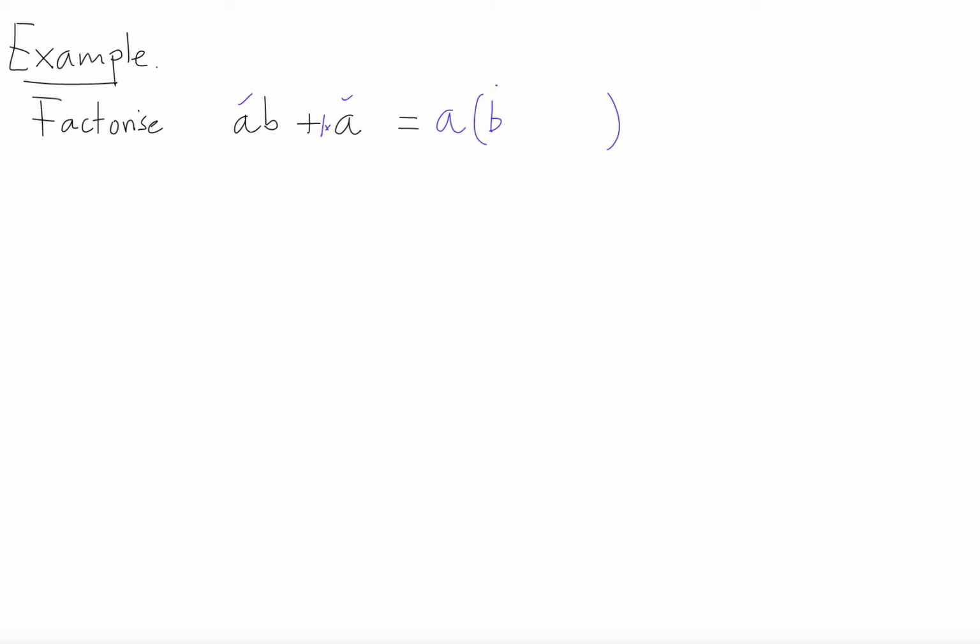Then the second term, what do we need to multiply the A by to get back just A? Well, 1, because A times 1 is 1A, or just A. So we have factorized this expression into A brackets B plus 1. Or I could have written that A brackets 1 plus B. These two expressions are equivalent.